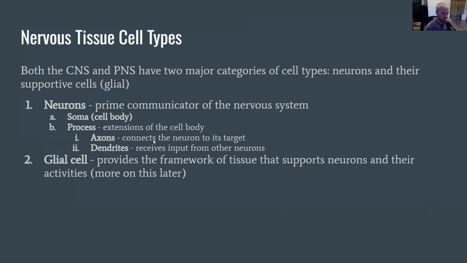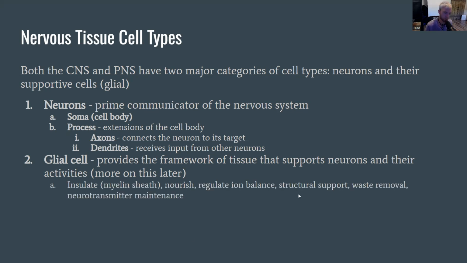And then the second type of cell that we run into are called glial cells. There are a ton of different types of glial cells. Once again, this is the idea that if you're in the central nervous system, they're going to be called one thing, and if you're in the peripheral nervous system, they're going to be called something else.